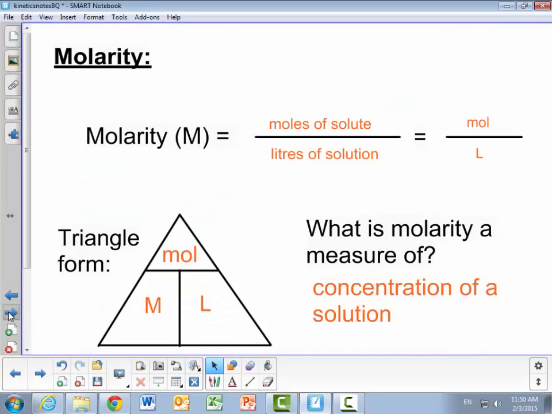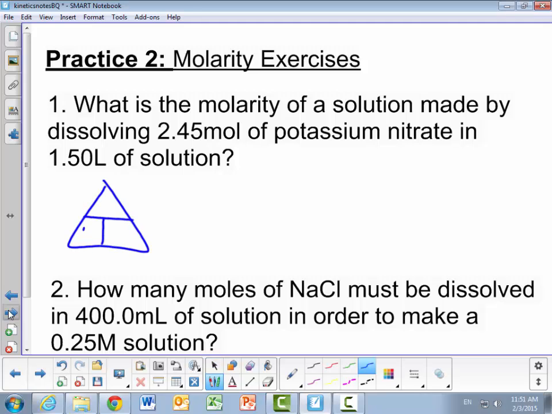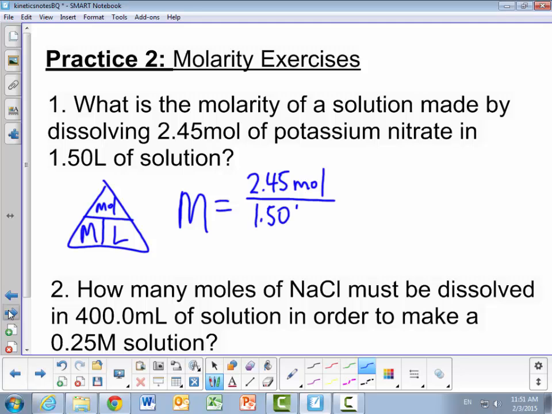What we're going to do is just practice a couple problems that involve molarity, and we'll be using the molarity triangle to help us. So I'm going to write the molarity triangle on the side here. Molarity is moles of solute per liter of solution. Number one, what is the molarity of a solution made by dissolving 2.45 moles of potassium nitrate in 1.50 liters of solution? So if I want to find the molarity, it's simply moles of solute, which is potassium nitrate, divided by liters of solution, which is 1.50.